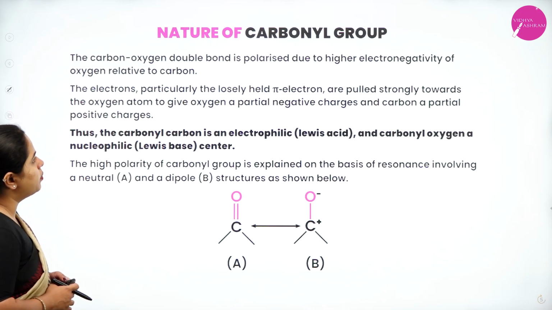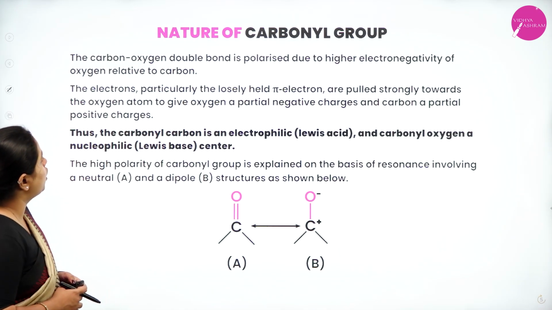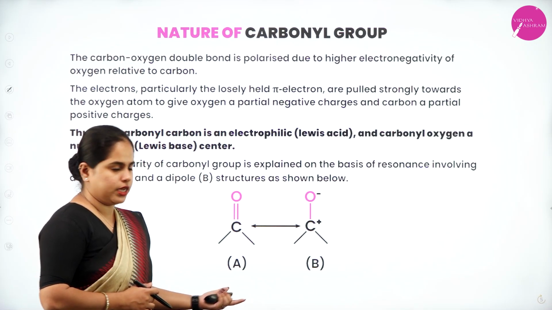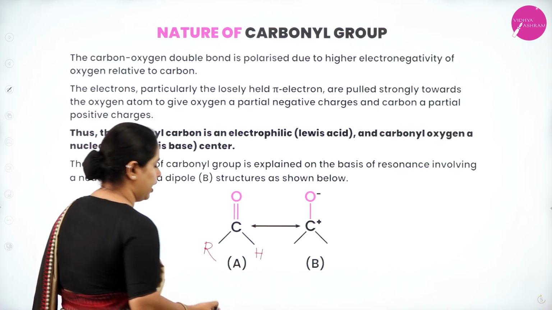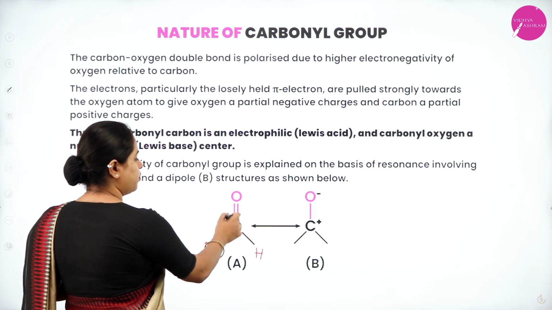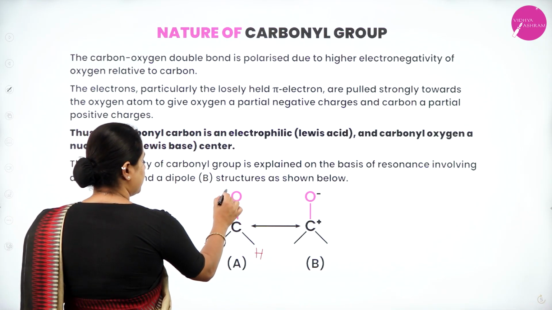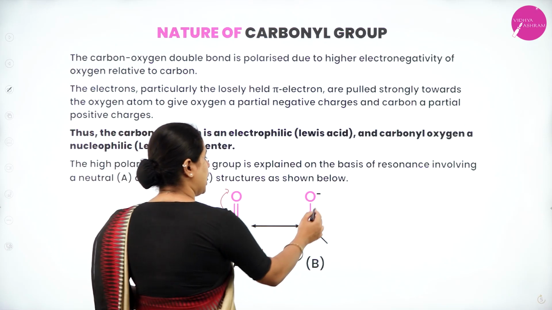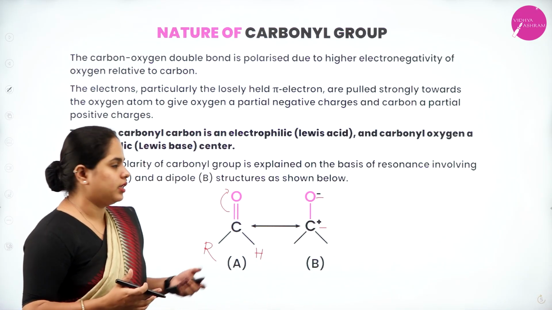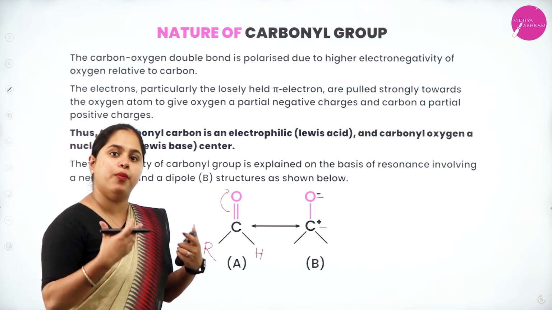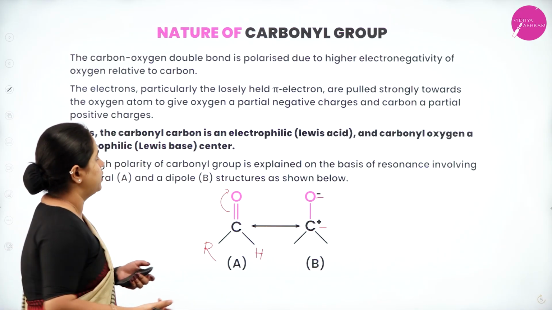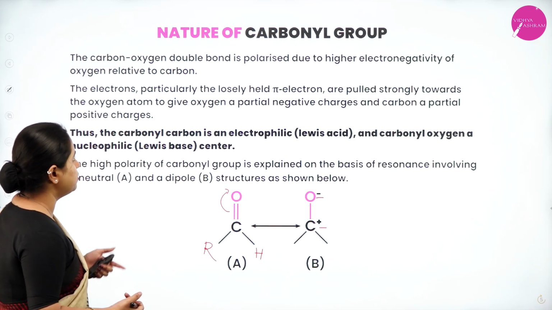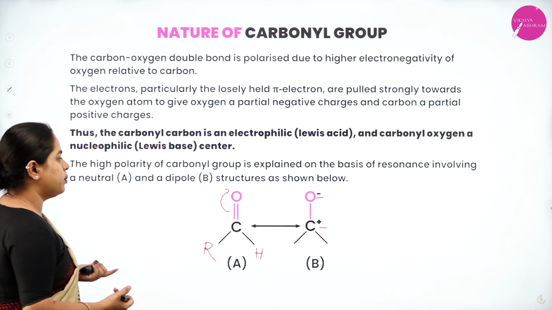Now, the carbon-oxygen double bond is polarized due to the higher electronegativity of oxygen relative to carbon. So, what does that mean? You have other alkyl or aryl groups here. If it is an aldehyde, you have R and H. Because of the electronegativity difference between oxygen and carbon, the shared pair of electrons will have more attraction towards oxygen. So, oxygen will get a negative charge and carbon will have a positive charge. So, this carbon-oxygen bond is polar in nature because of the electronegativity difference. The electrons, particularly the loosely held pi electrons, are pulled strongly towards the oxygen atom to give oxygen a partial negative charge and carbon a partial positive charge.